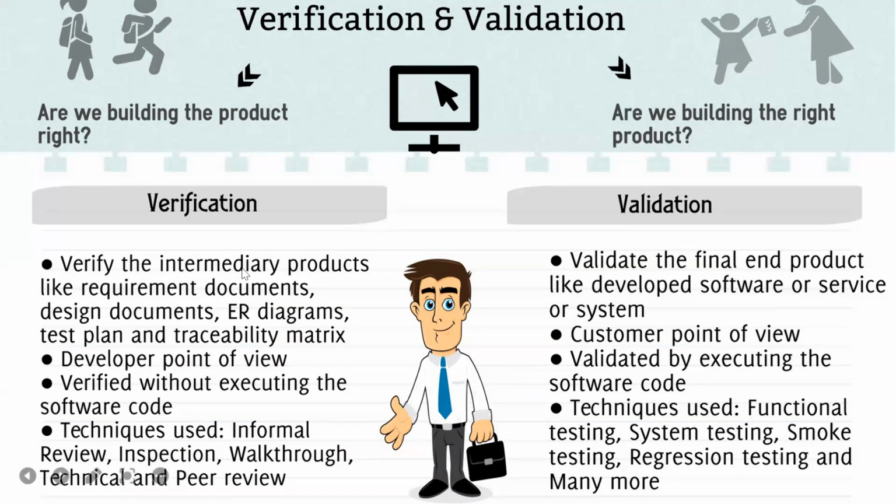Okay, the activities of verification are listed here. Verify the intermediary products like requirement documents, design documents, diagrams, test plans, and traceability. These terms I'll explain later for you to understand even more, so don't get confused. This is completely a walkthrough of all the documentation procedures in my project to ensure the process that we are going to follow to build the product is a correct one.